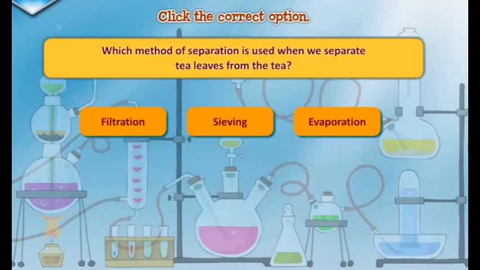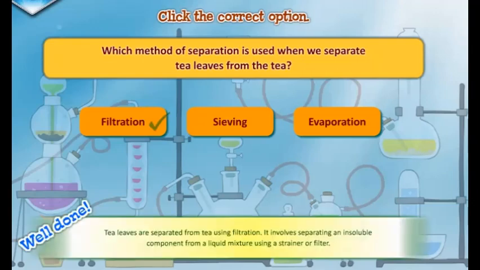Which method of separation is used when we separate tea leaves from the tea? Well done. Tea leaves are separated from tea using filtration. It involves separating an insoluble component from a liquid mixture using a strainer or filter.